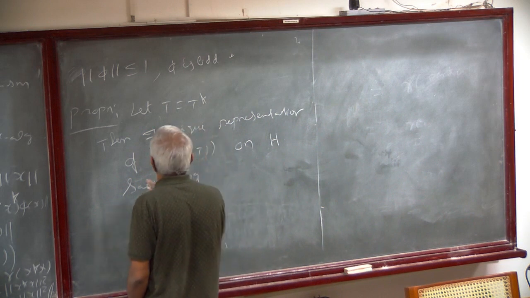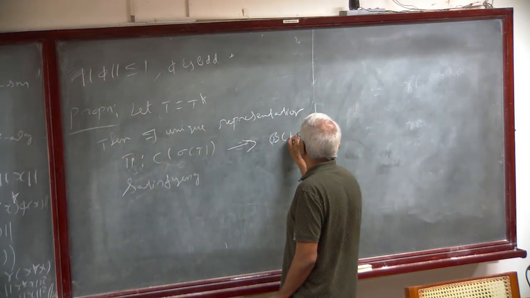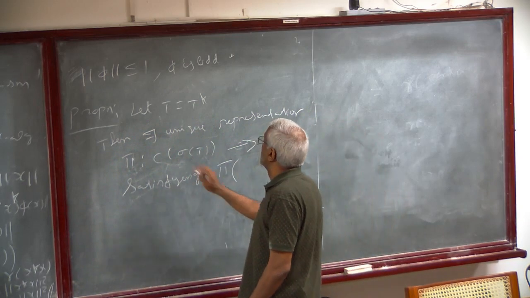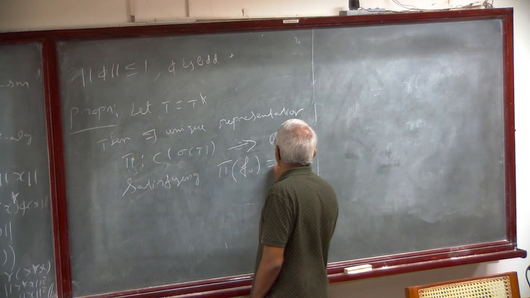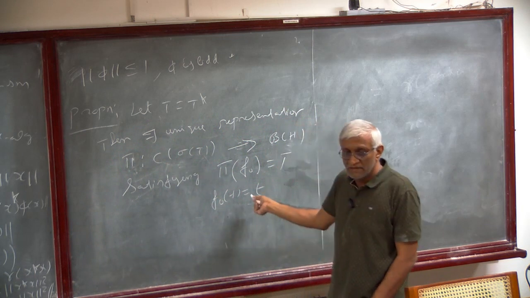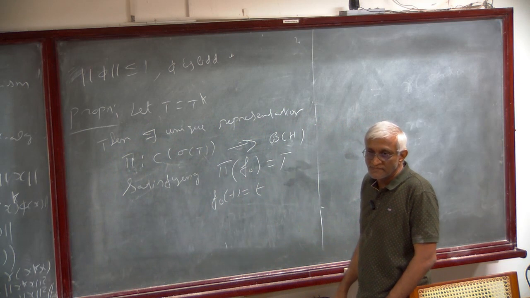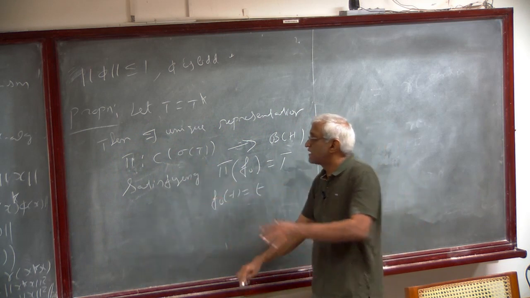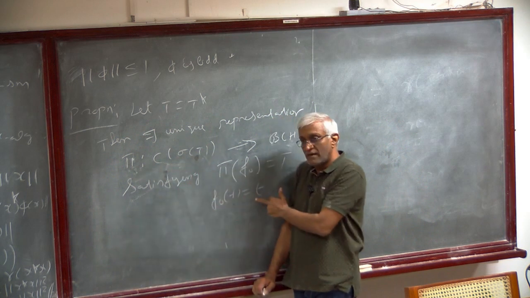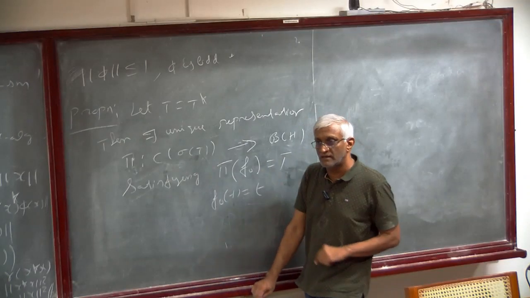So there is a unique representation phi from sigma T to B of H, satisfying phi of this function f naught equal to T, where f naught is the single variable polynomial f naught of T equal to T. This is a continuous function, and continuous functions contain polynomials. You take this polynomial, and that polynomial will go to T. And this is the unique such map.